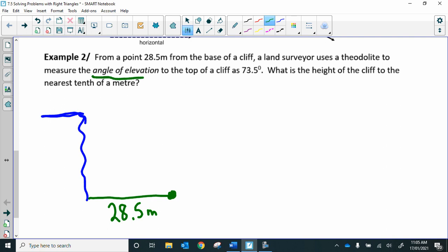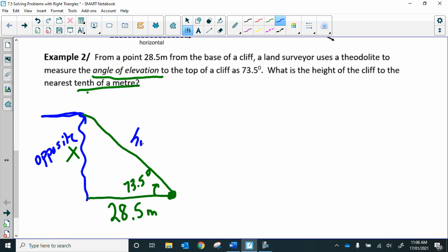The angle of elevation, so the angle from the horizontal looking up, is 73.5 degrees. Again, it's not going to be to scale here, but this would be 73.5 degrees. And the question is, what's the height of the cliff to the nearest tenth of a meter, so 1 decimal place. So this is kind of what my diagram would look like. You get a point just for drawing a diagram if this was on an assignment or a test. I want to label my opposite, adjacent, and hypotenuse from the angle of interest. In this case, it would be from the angle of 73.5 degrees. So from that angle, this would be my opposite.